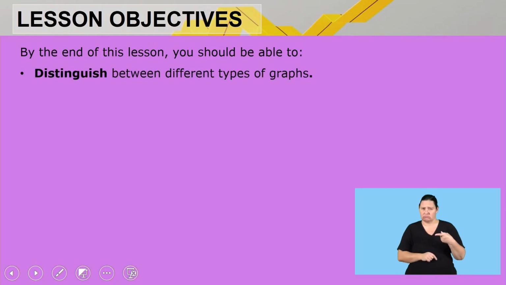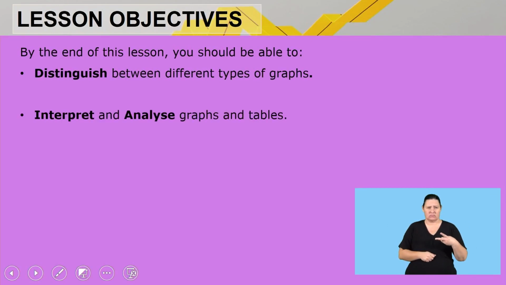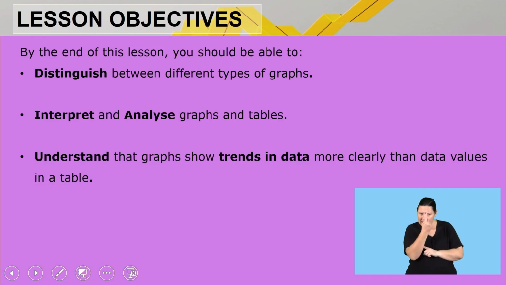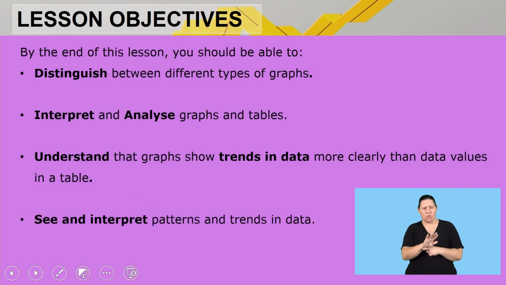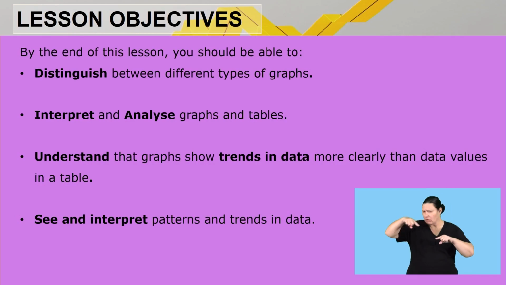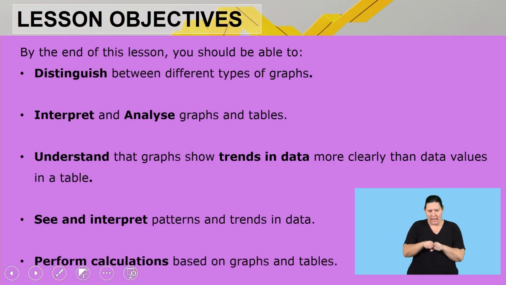So what is it that I will expect of you in today's lesson? So here are our lesson objectives. By the end of this lesson, you should be able to, first of all, distinguish between the different types of graphs. Also, interpret and analyze graphs and tables. Then understand that graphs show trends in data more clearly than data values in the table. Also important, you must be able to see and interpret patterns and trends in data. And then you must be able to perform calculations based on graphs and tables.